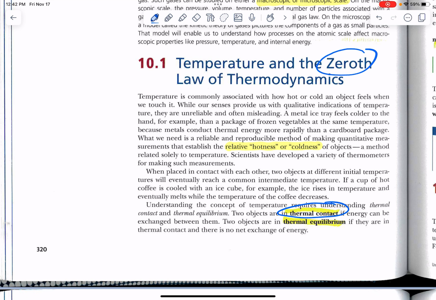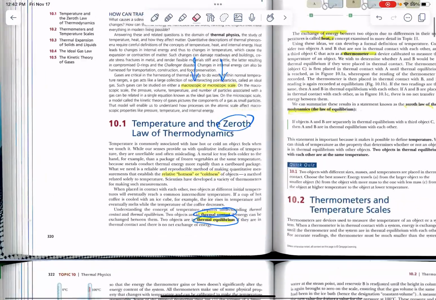Now, some particles might go in the reverse direction, so we are talking about the net change. The net flow of heat is from warm to cold until you reach thermal equilibrium, in which case there's no longer any net exchange of energy, even though energy is going in both directions at the same time. And now both sides have exactly the same temperature.